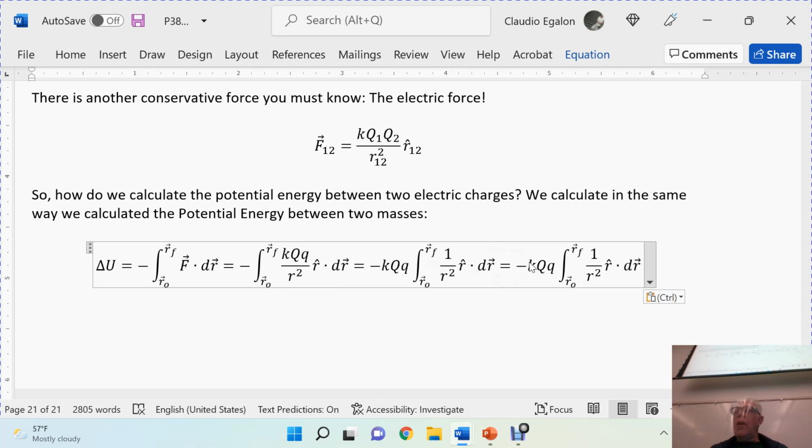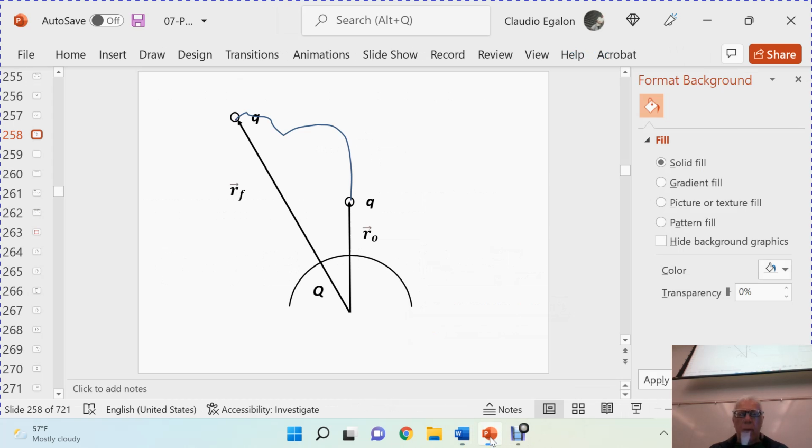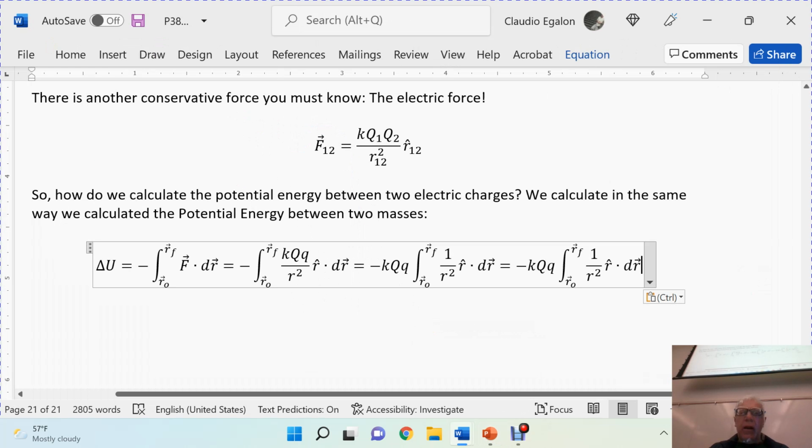Dr is not necessarily in the radial direction, okay? Dr is tangent to this path. That's what dr is. So it doesn't necessarily have the radial direction, although it's the same letter that we use. Ideally, we should be using ds, so you don't mix up the r hat with the r vector. That's a better notation.